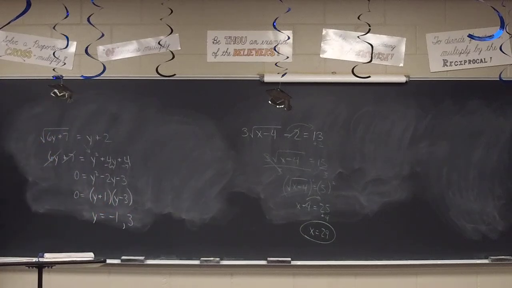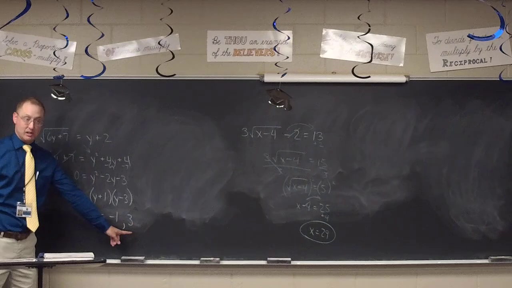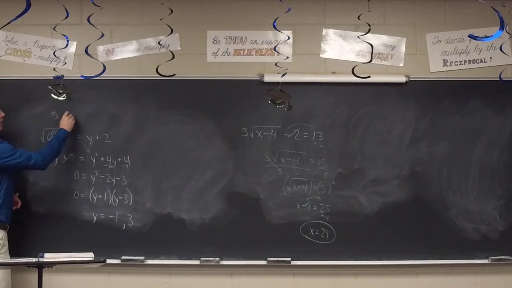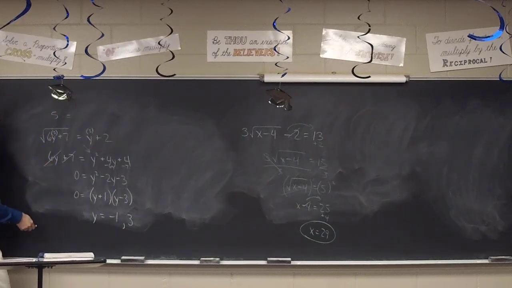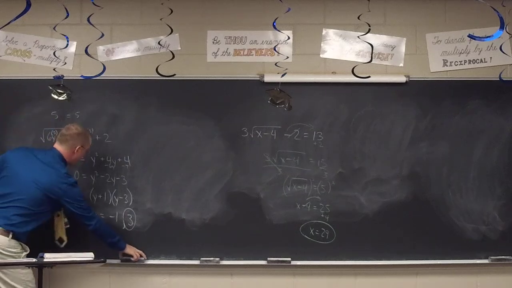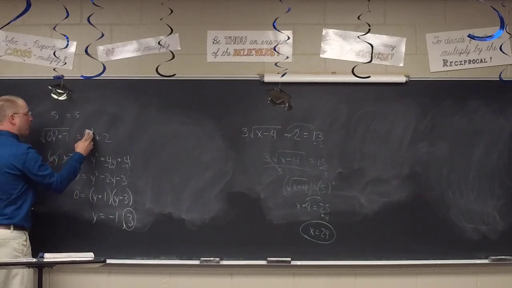Now, usually one of them comes out extraneous. Let's check them both. I want to start with the positive because that seems easier to me. Let's start with the 3. 6 times 3, class, 18, plus 7, 25. What's the square root of 25? 5. All right, what is 3 plus 2? 5. And sure enough, the 3 checks out. So at this point, I'm expecting the negative 1 probably not to work, but let's plug it in anyway.